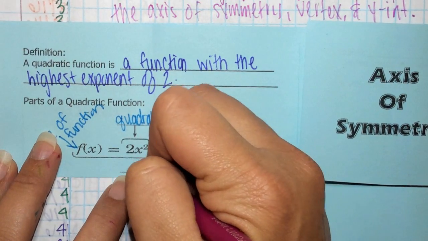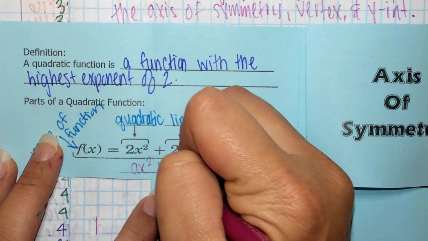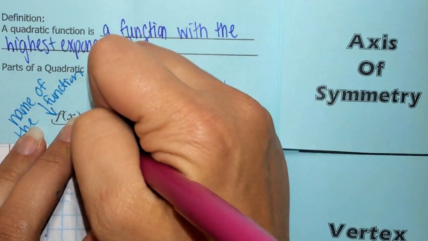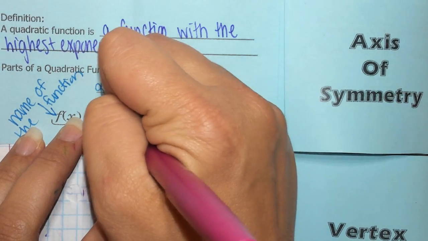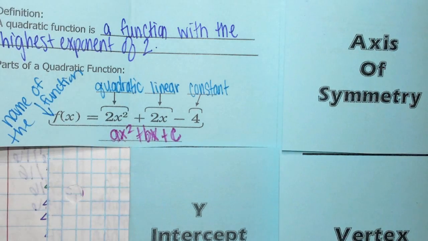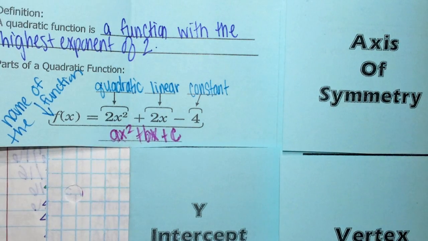Alright, and this is in standard form, which is ax squared plus bx plus c. And we're going to use that every single time. Ax squared plus bx plus c.